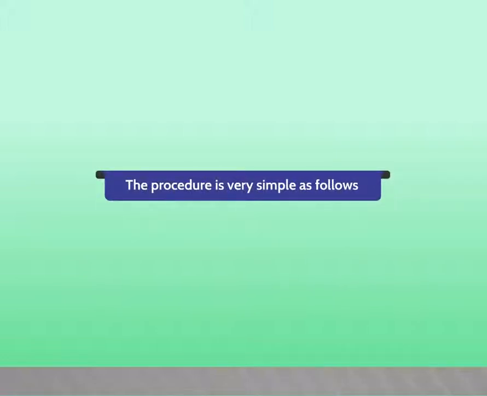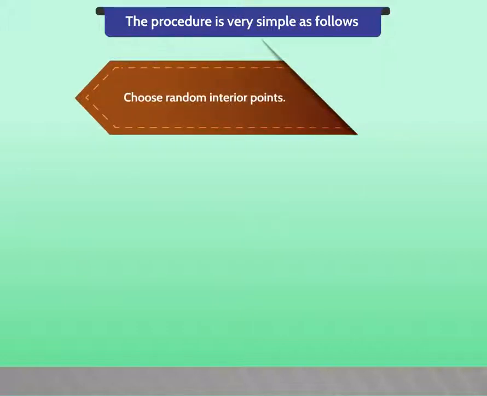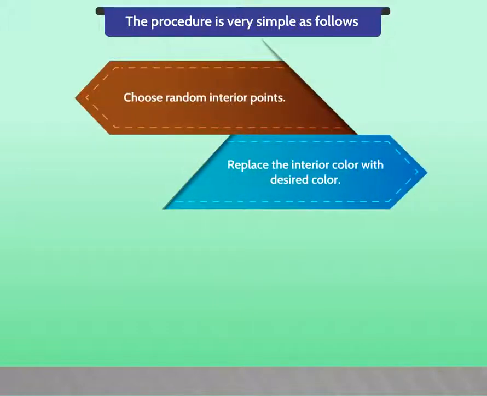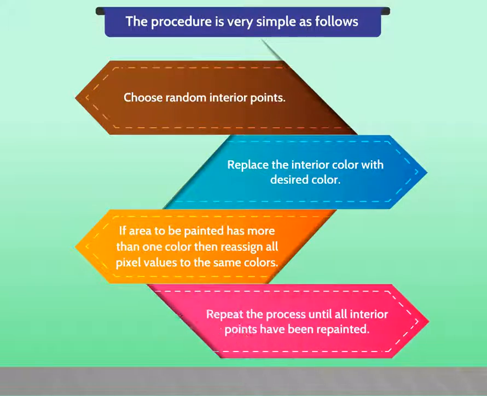The procedure is very simple as follows. Choose random interior points. Replace the interior color with the desired color. If area to be painted has more than one color, then reassign all the pixel values to the same colors. Repeat the process until all interior points have been repainted.